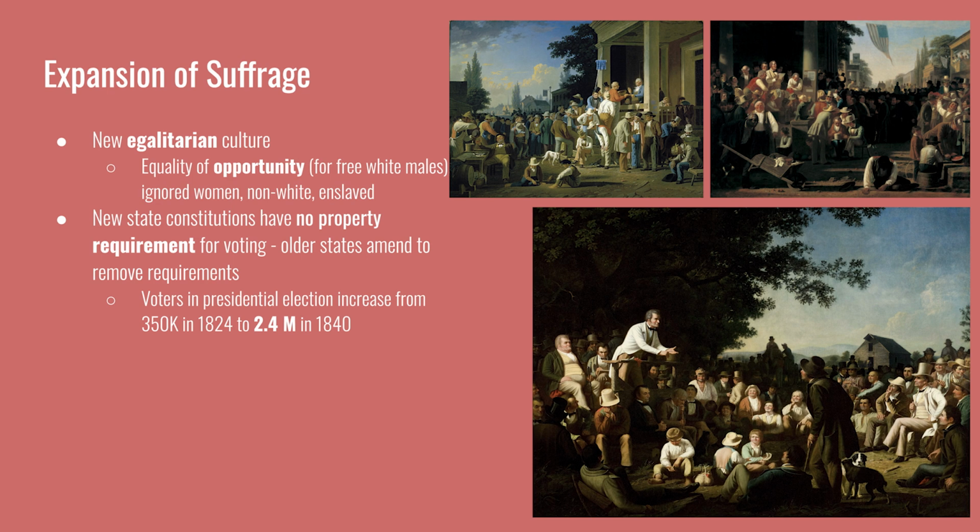The large panel on the bottom is called the Stump Speech. In it, the gathered crowd are there to hear a politician speak and ask for their vote. The two paintings above show what the voting process was like in this era of expanding democracy. The panel on the left is titled The County Election.